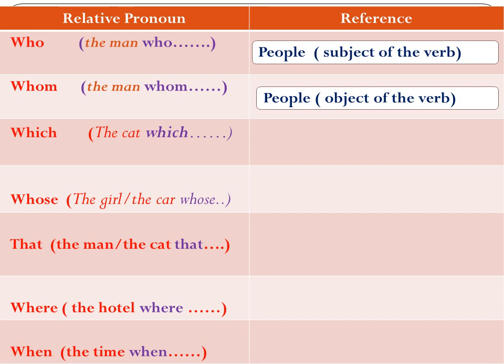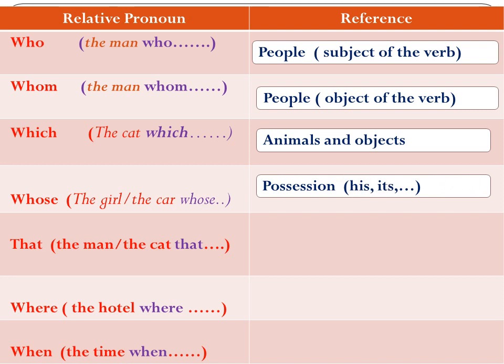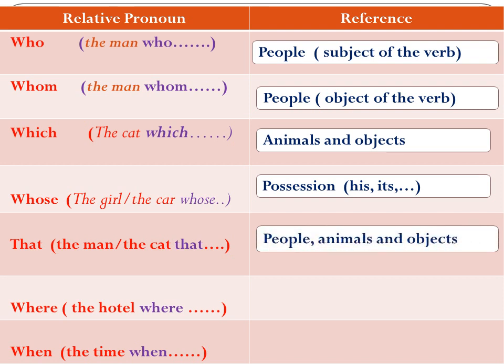Which, the cat which. As you can see here, the cat is an animal. So use which to refer to animals and objects. Whose, the girl or the car whose. So whose is used for possession: his, its, etc. That, the man or the cat. As you can see here, that is used for both people and objects.